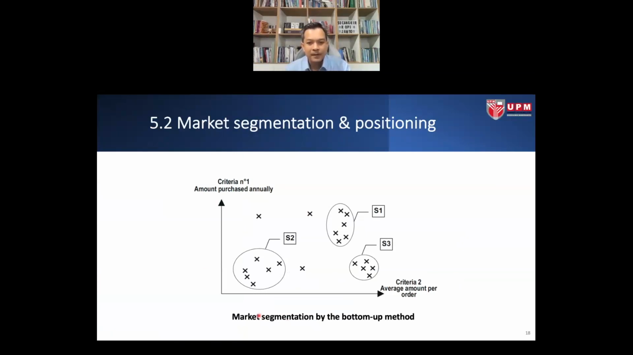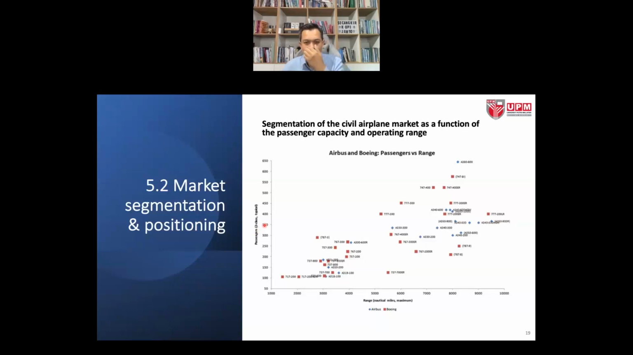So in general, market segmentation by the bottom up, just now is from the top down, right? And now we want to look at the bottom up, where we can plot criteria number one, amount of purchase annually. For example, passengers buying flight tickets or buying products annually, compared to average amount per order, and that can be segmented into S1, S2, and S3 in general.